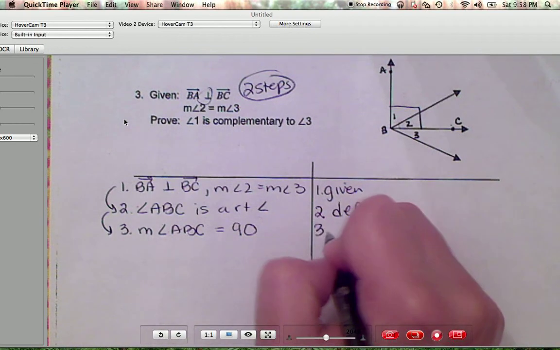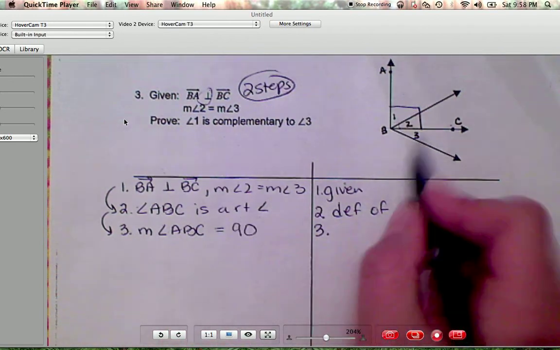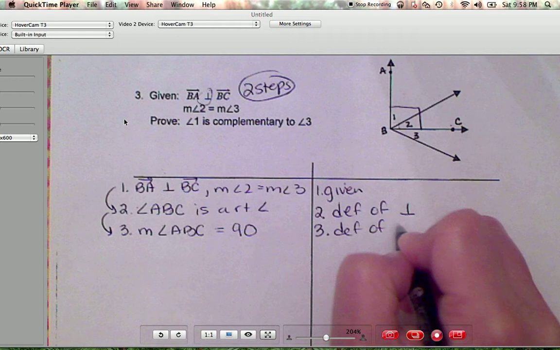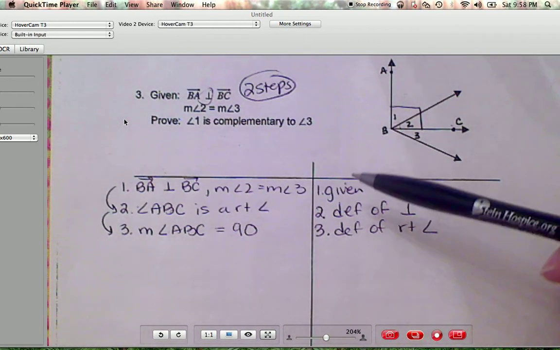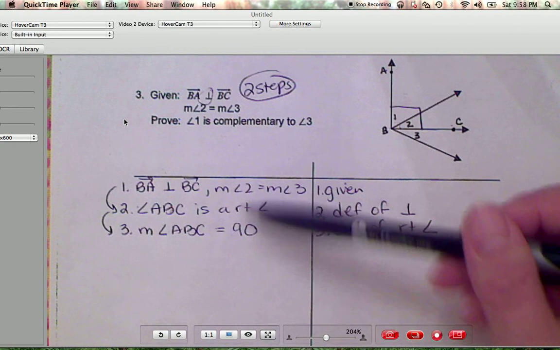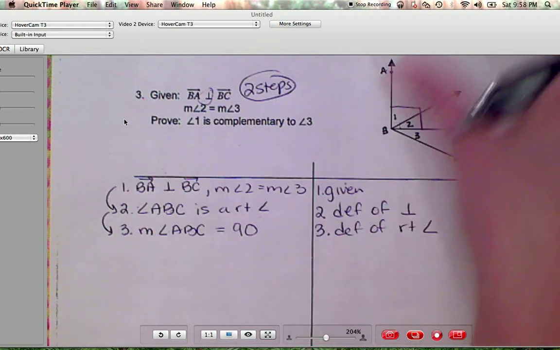So the second reason is the pairing of the right angle and the 90. And so this is the definition of a right angle. Okay? And it was always going to go in this order. Perpendicular, then right angle. Perpendicular, then right angle. The only possible change would be if it's at the end of the proof, you might have to work backwards.